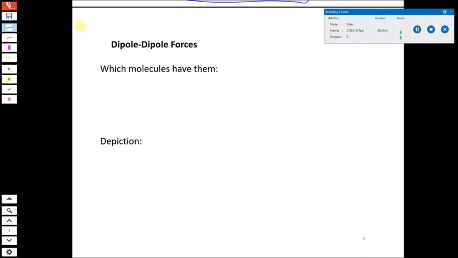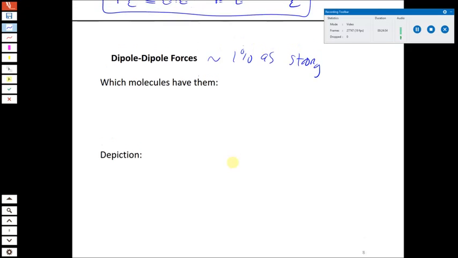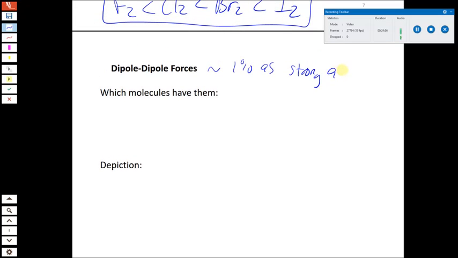All right, and to give you some context, these are about 1% as strong as a bond, so they're still pretty weak compared to a covalent bond, but they're not insignificant, and they're very important for a lot of substances. All right, so dipole-dipole forces are going to be present in any polar covalent molecule.